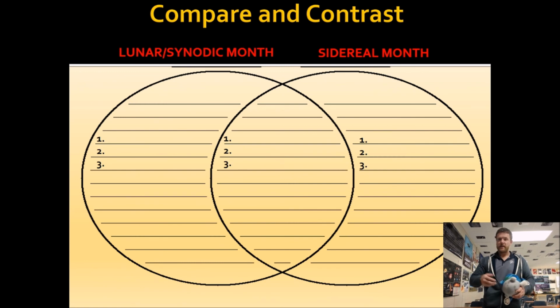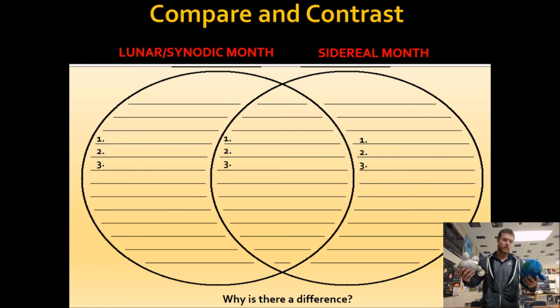I want you guys to make a Venn diagram in your science journal and fill that in. I'd also like you to answer the question, why is there a difference between a synodic month or a lunar month and a sidereal month?